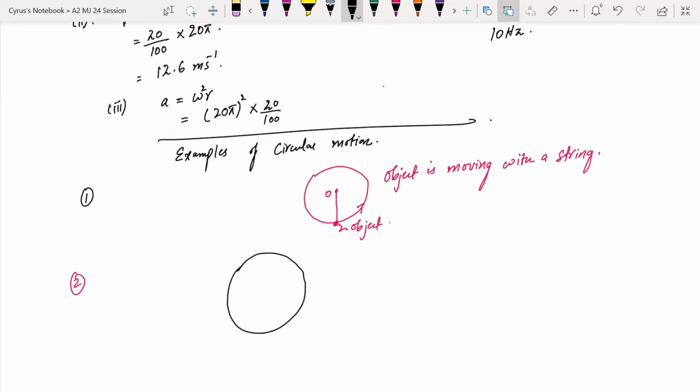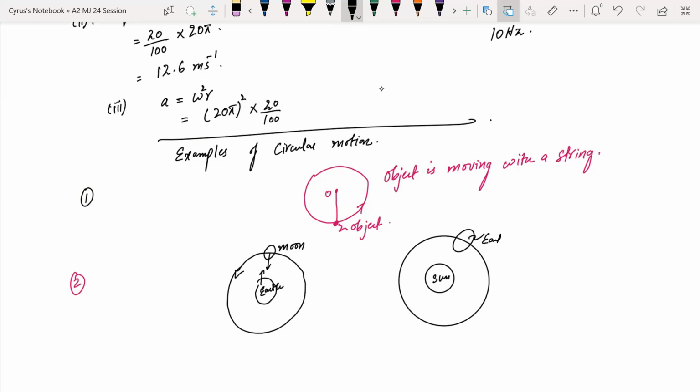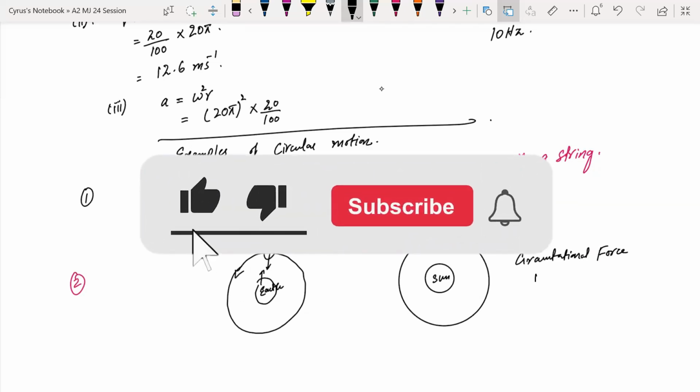Number two, you have the earth and the moon, and because of the gravitational attraction between them, they are moving. This is also a circular motion that we have, moon and earth. Similarly, we have sun and we have earth. They're also exhibiting circular motion because they are moving in a circle, and this is due to the gravitational attraction. We'll study this in the next chapter in a lot of detail. Gravitational force provides the centripetal force.